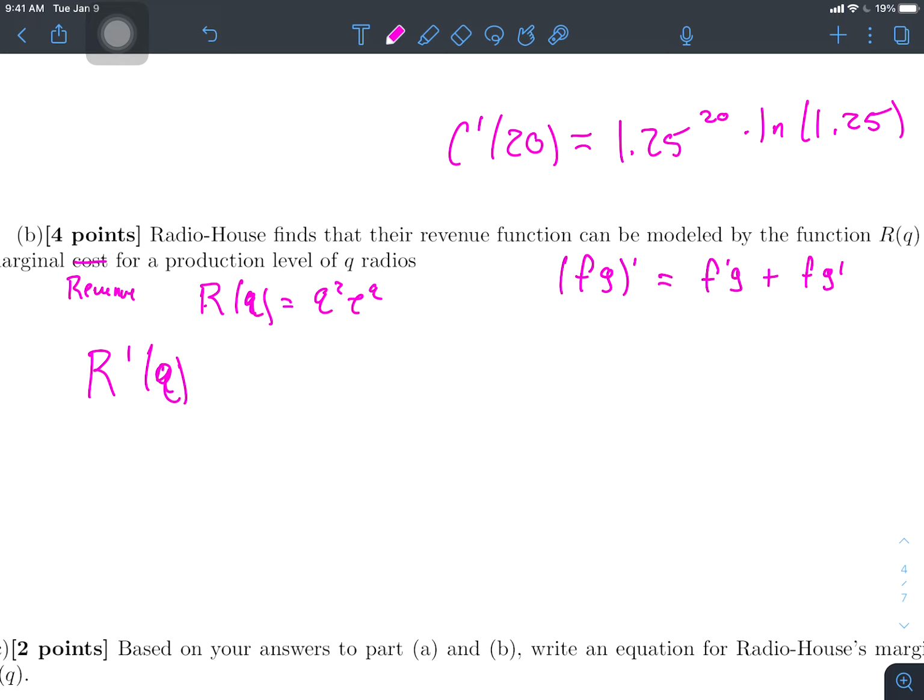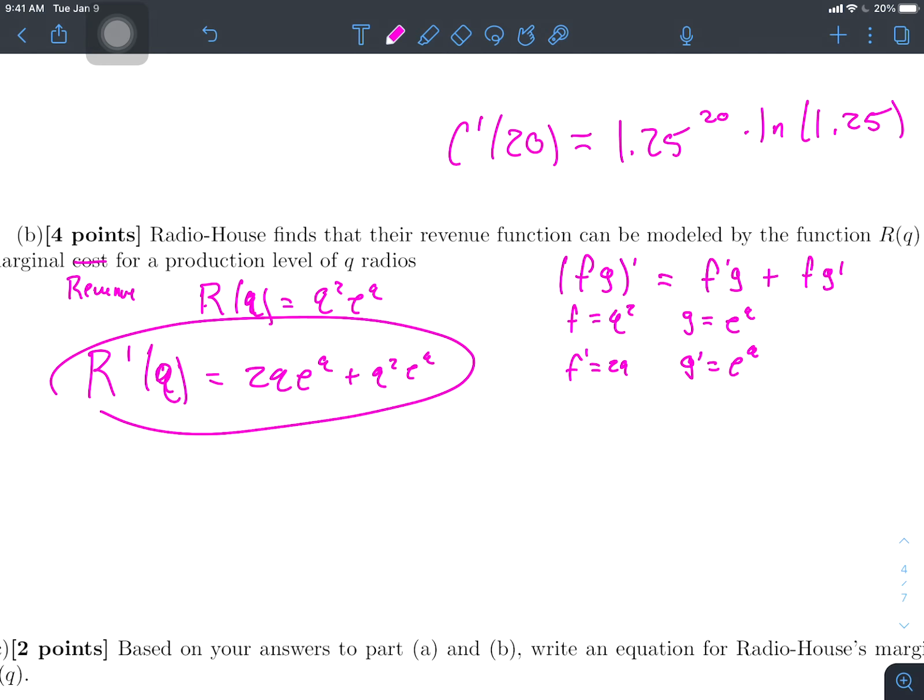If I was going to do this, I would say f is going to be my q squared, and g is going to be e to the q. So f prime is 2q, and g prime is e to the q again. I just need to take these things and multiply together. First up is 2q times e to the q, that's f prime g, and now I add f g prime, which is q squared e to the q.